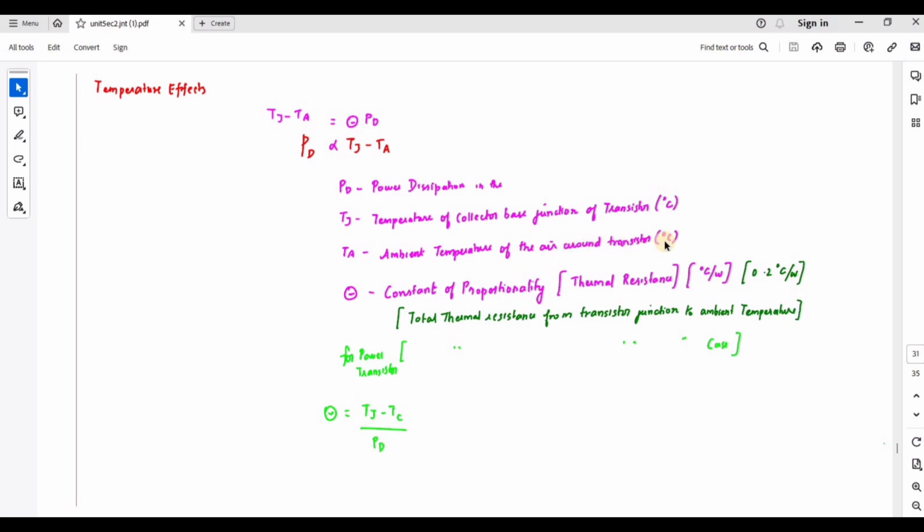And Ta is the ambient temperature of the air around the transistor, which is usually represented in degrees Celsius. The symbol represents the constant of proportionality, that is thermal resistance, usually represented in degree Celsius per watt, and it is in the range of 0 to 2 degree Celsius per watt.